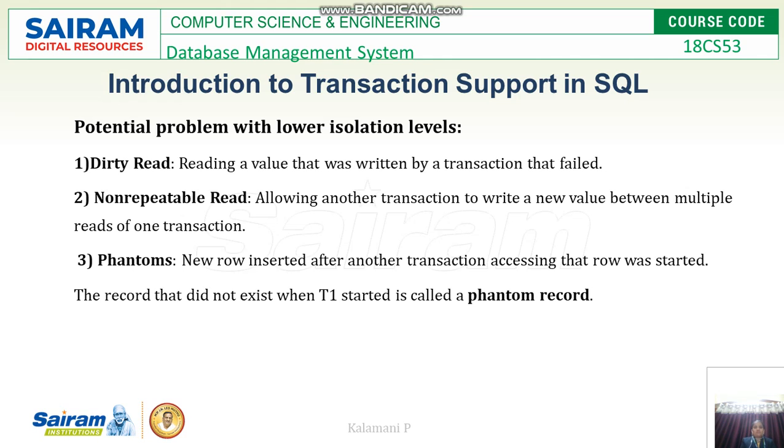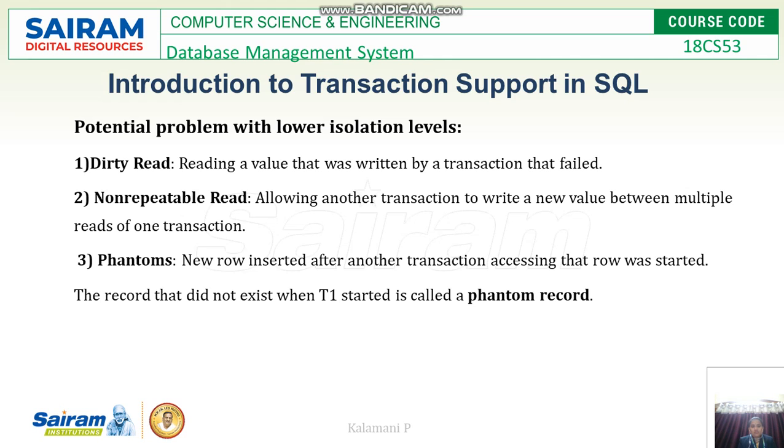The potential problems with the lower isolation levels are three: dirty read, non-repeatable read, and phantoms. First, dirty read means reading a value that was written by a transaction that failed, which we have already seen with an example. Non-repeatable read means allowing another transaction to write a new value between multiple reads of one transaction. Because of that, the transaction is confused whether it has to read the old value or the new value.